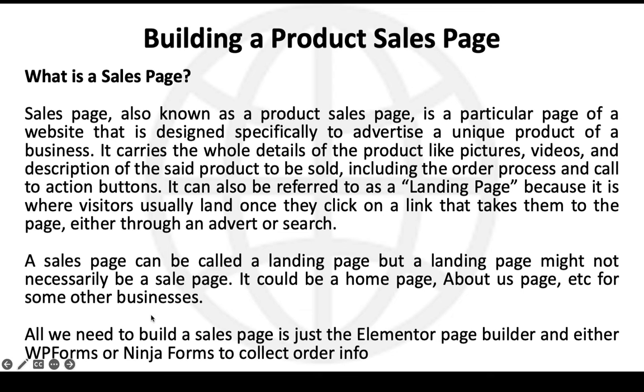So like I said earlier, the last paragraph I have here says all we need to build a sales page is just the Elementor page builder and a form builder, which could either be WPForms or Ninja Forms. And what do we need those forms for? To collect our customers' order info. So that's just it about the product sales page.